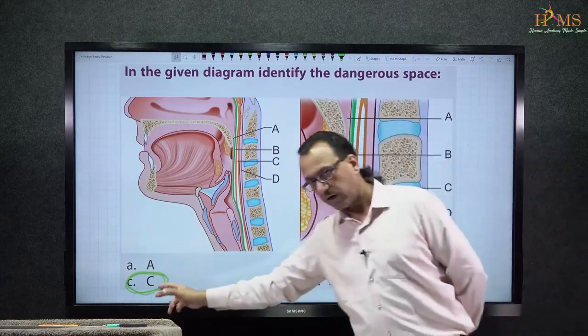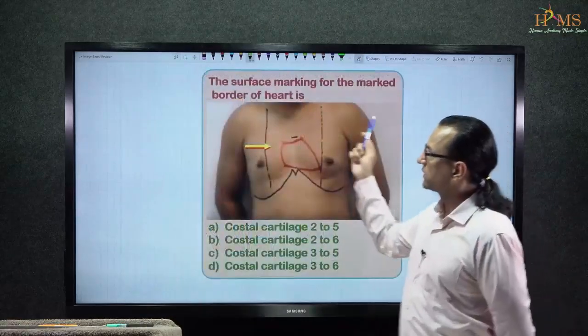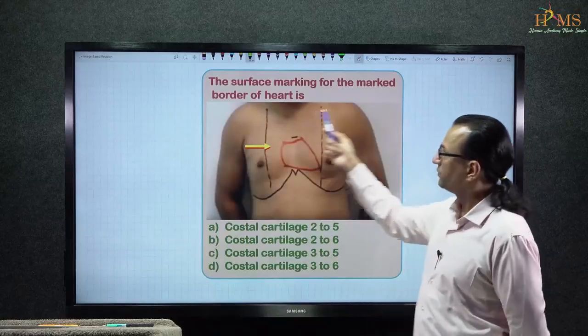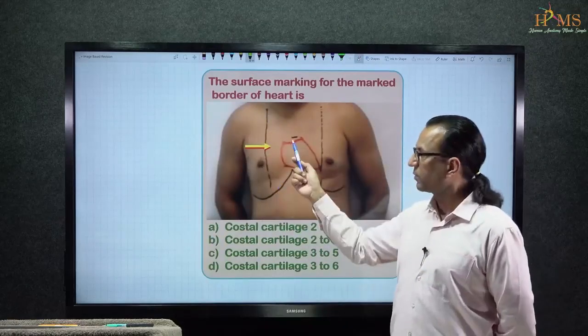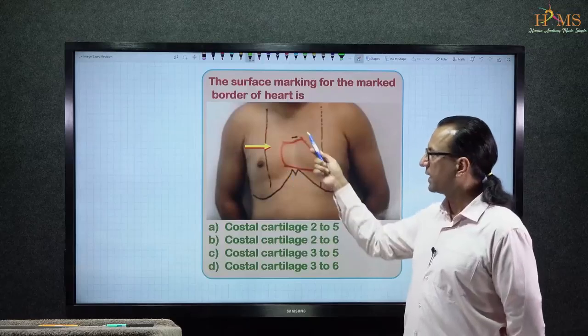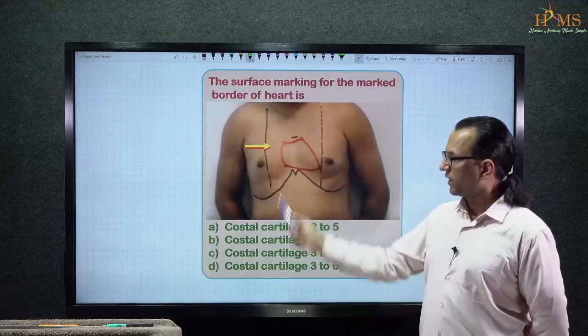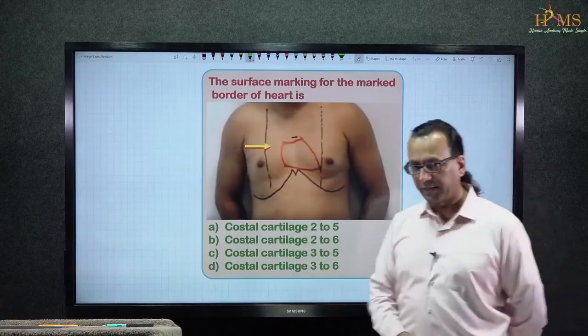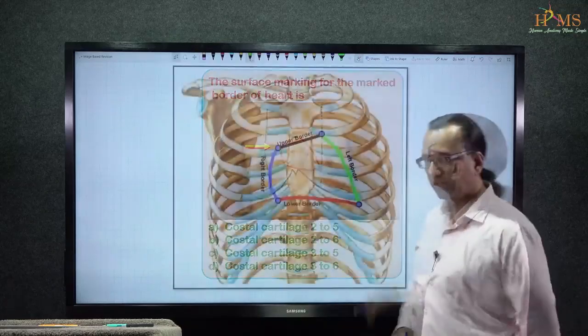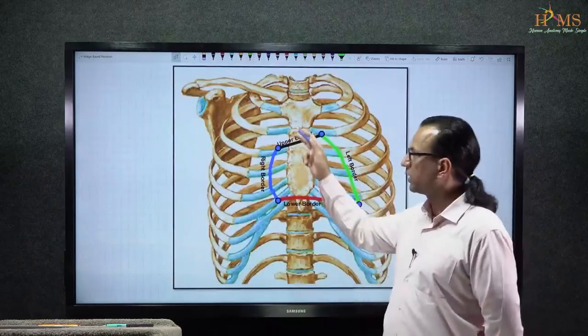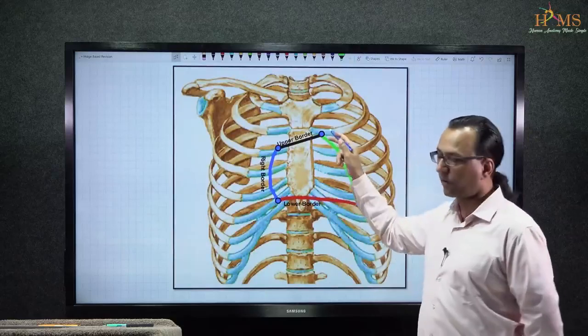Choice number C should be our answer. We find that this question is asking for surface marking for the border of the heart, and it will have four borders: a superior border, right border, inferior border, and left border of the heart. Before we comment upon the options here, let us have a look over the actual surface marking of the heart first.